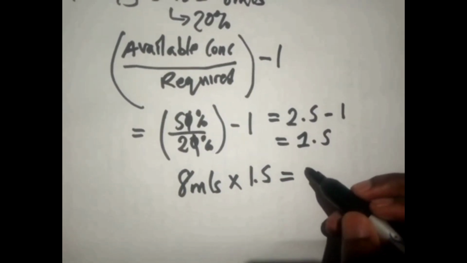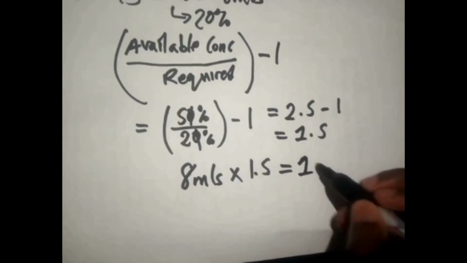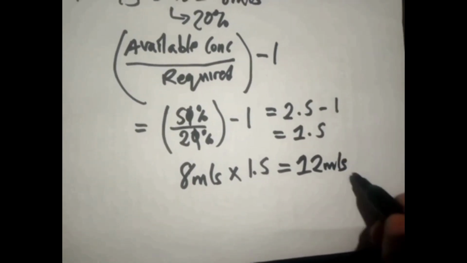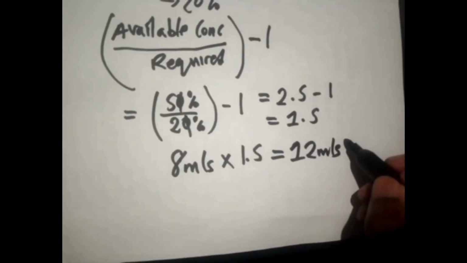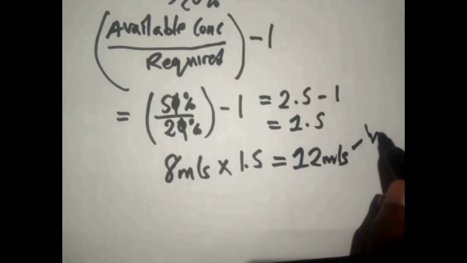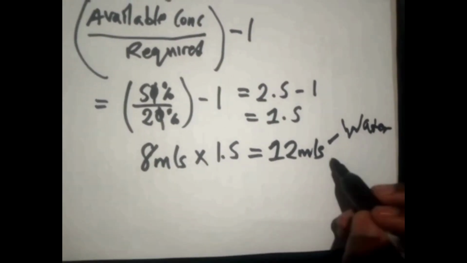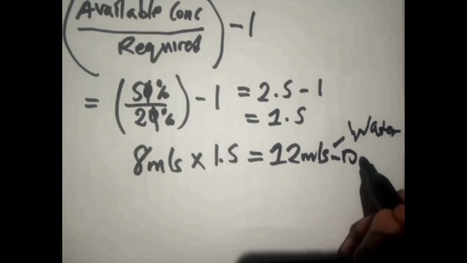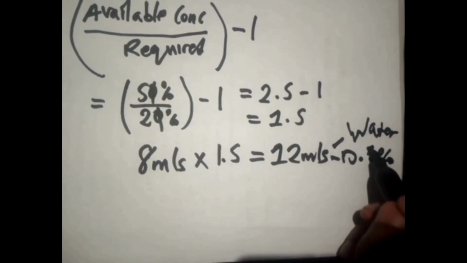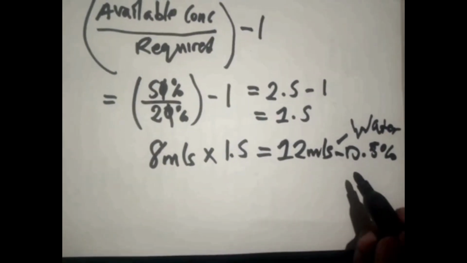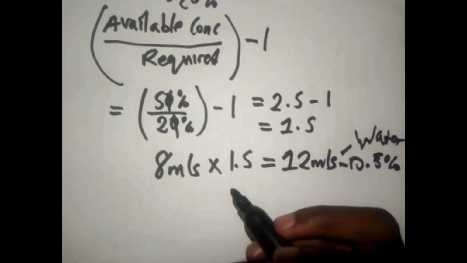So 8 times 1.5 is equal to 12 mils. So this is 12 mils. Like I said, either you use water for injection or dextrose 5%. So this is the addition to this.